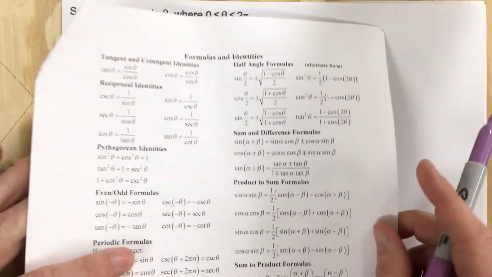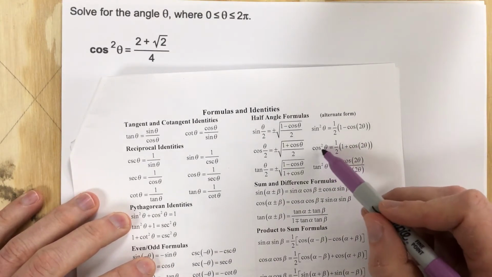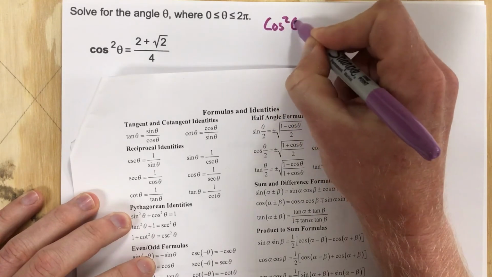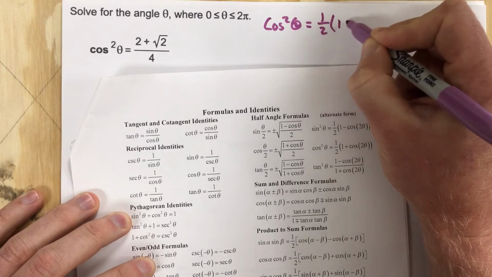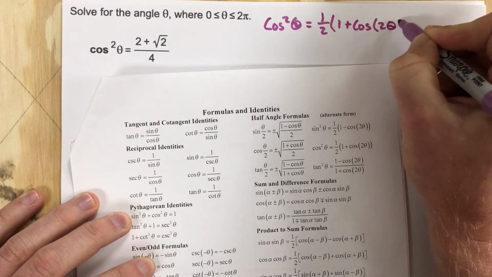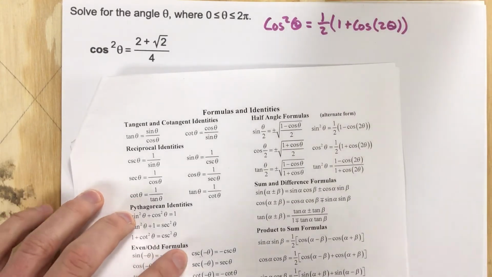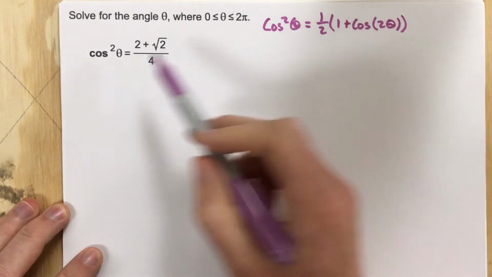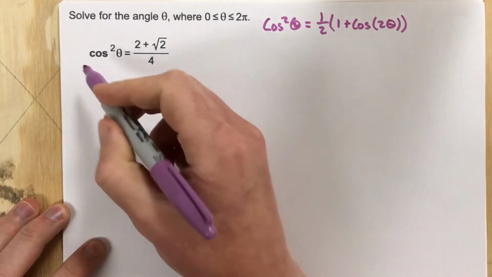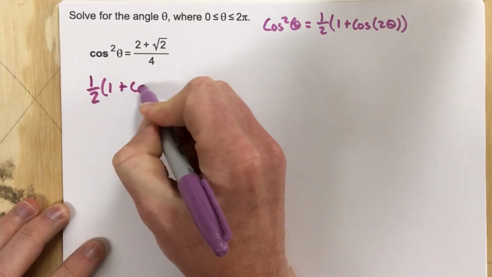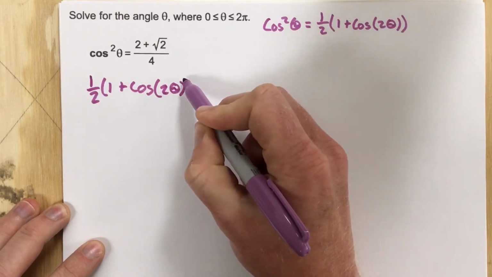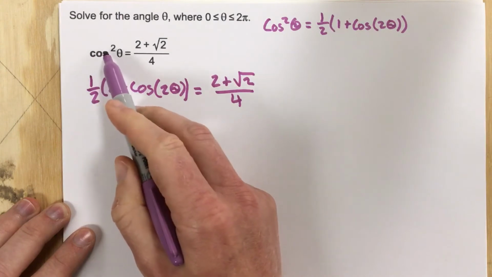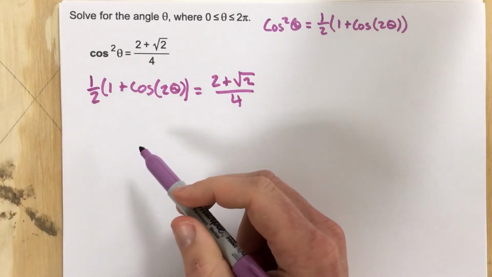But if I look at this alternative form for half angles, it says cosine squared theta is equal to 1/2 (1 + cosine 2 theta). I'm going to use that here. So I write cosine squared theta equals 1/2 (1 + cosine 2 theta), then substitute it in for cosine squared, and I get 1/2 (1 + cosine 2 theta) equals (2 + √2)/4. So now I've reduced cosine squared to just a cosine, and now I can start solving this.